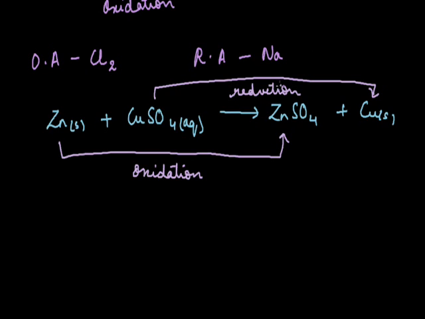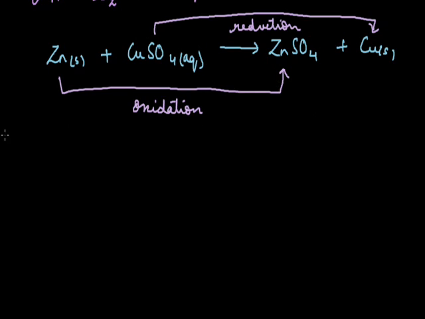Now in this case, the oxidizing agent is the one that is causing oxidation. Now the oxidation is caused by CuSO4. So CuSO4, that is copper sulfate, will be the oxidizing agent, and zinc will be the reducing agent. So in this way we can explain the oxidation reduction reaction.